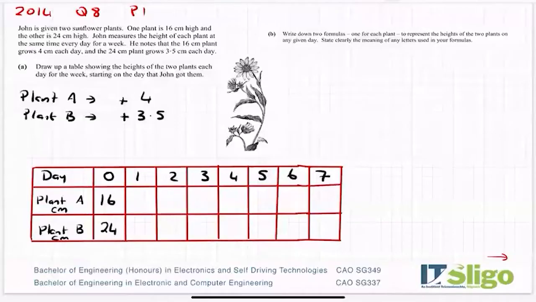Right, let's have a look at the 2014 question. It was the sunflowers question. John is given two sunflower plants. One plant is 16 centimeters high and the other is 24 centimeters high. John measures the height of each plant at the same time every day for a week. He notes that the 16 centimeter plant grows 4 centimeters every day, and the 24 centimeter plant grows 3.5 centimeters every day. Draw up a table showing the heights of the two plants each day for the week, starting on the day that John got them.